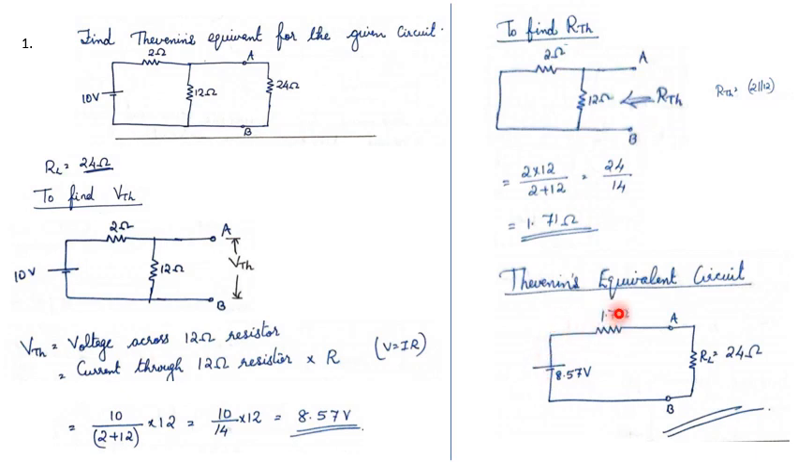Next step is to draw the Thevenin equivalent circuit: VTH in series with RTH. VTH value is 8.57 and RTH value is 1.71 ohm. Between A and B, connect the load resistor RL of 24 ohms.